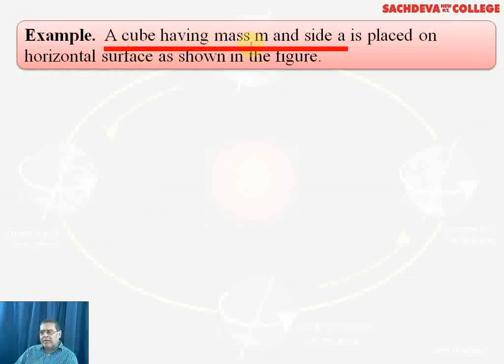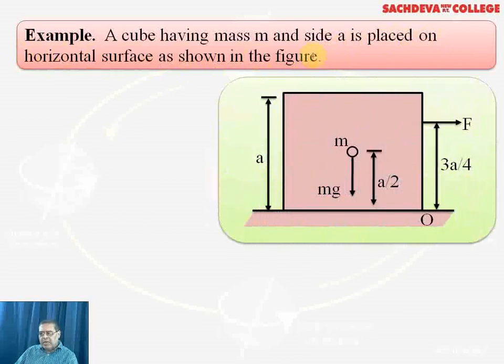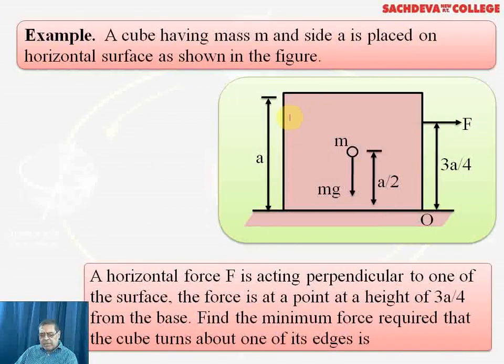A cube having mass m and side A is placed on a horizontal surface as shown in the figure. One of the faces is fixed on the surface, and a horizontal force F is acting perpendicular to one of the faces. The force acts at a height of 3a over 4, that is, 3 times the fourth part of A, where A is the side. Find the minimum force required so that the cube turns about its edge. That is what we have to calculate.